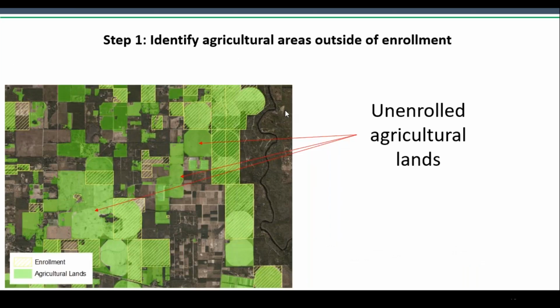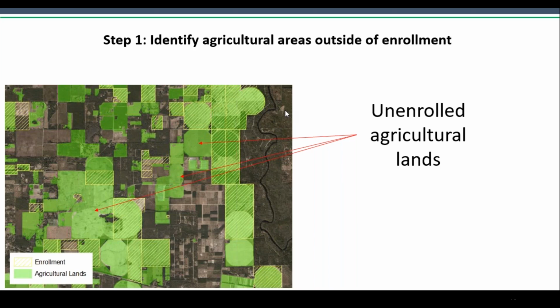So now, if we're going to go into the steps of the unenrolled ag lands analysis, we'll start with step 1. The first step that we do is we identify the agricultural areas that are outside of the boundaries of our enrollment coverage. This is done by performing an erase in ArcGIS between the FSED and the latest enrollment to identify the agricultural areas that are outside of that enrollment and therefore unenrolled. And there's an example of that on the screenshot on the slide.